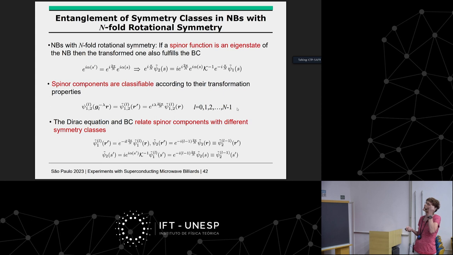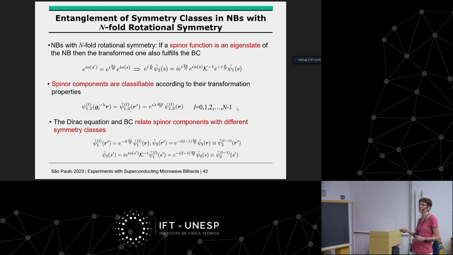So you can do the same with a neutrino billiard, but the difference is that, like before, you can classify the components according to their transformation properties, so psi 1 and psi 2. You can classify them into L equal to 0, 1, 2. However, the big difference is that now when component number 1 has symmetry class L, then component number 2 has symmetry class L minus 1. That is, the spinor function itself cannot be classified, but its components can be classified. And this has some consequences about which I will speak tomorrow.